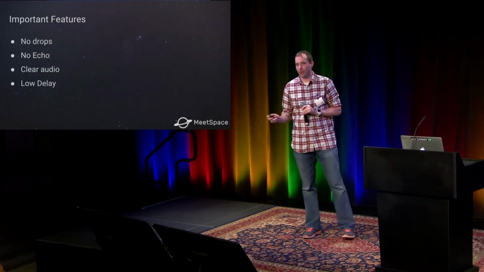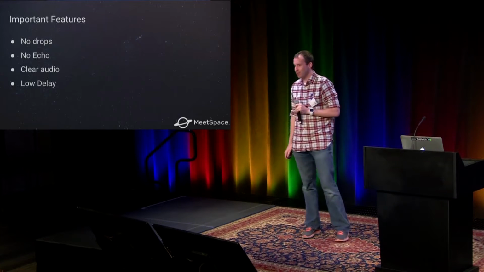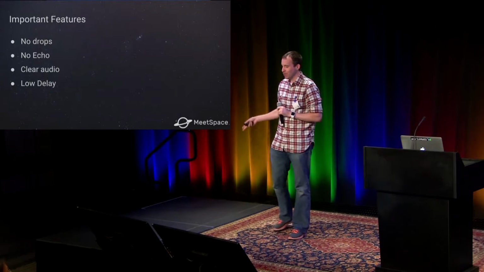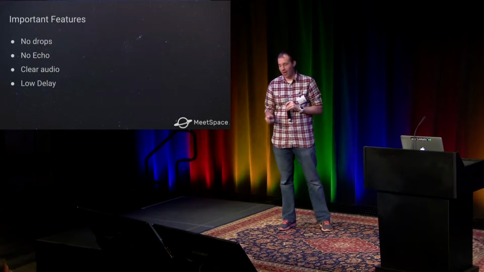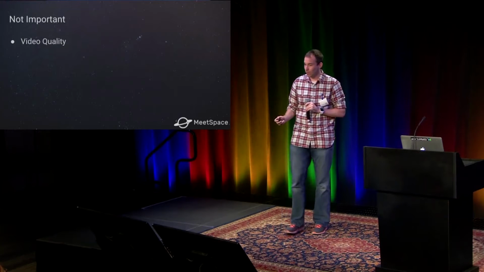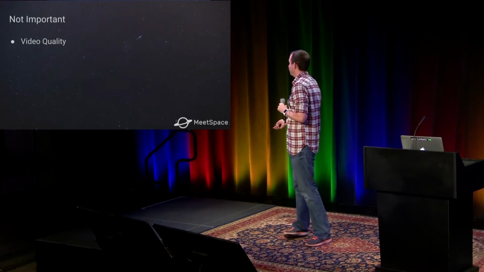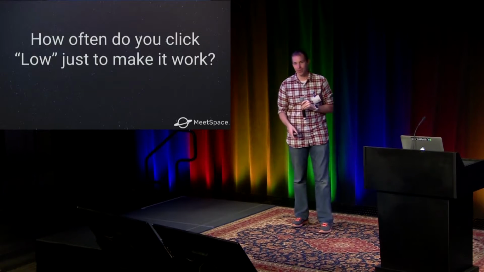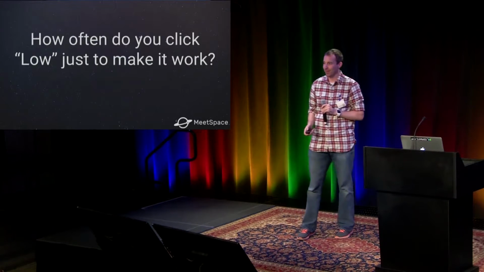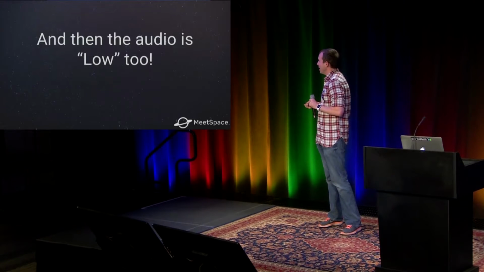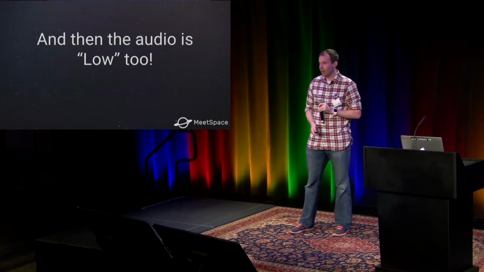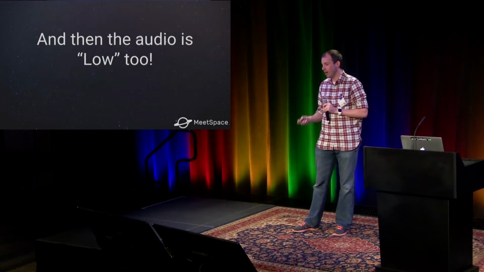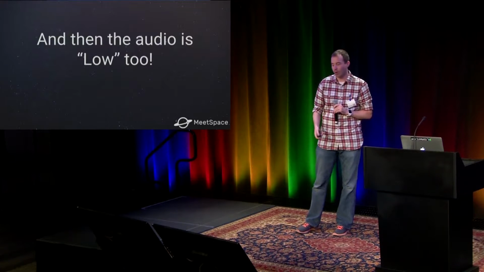So what that meant for us, the important features that we needed to solve, just a couple of really easy things we were going to do real quick. Not dropping anybody off of a call, no echo, having really clear audio, and very low delay. And then what turned out to be not important was video quality. So how often do you click that low quality setting in Hangouts or another tool just to get it to work for you, right? And then the downside of that is when you scale everything down to low to make it work, the audio ends up being low quality too. And that's a real downer. And like we saw from the survey that we conducted, audio quality was pretty important, that delay, quality, disconnections.